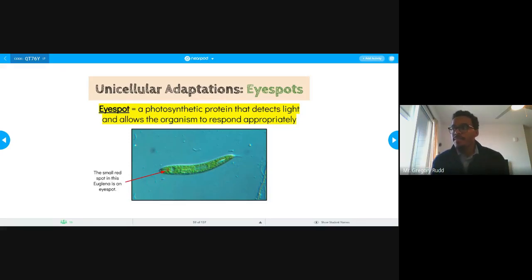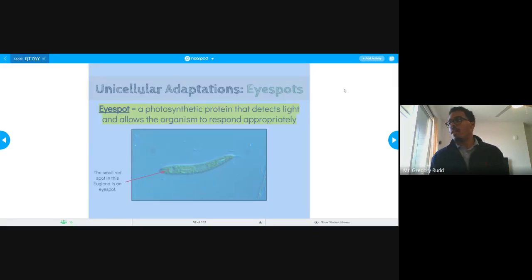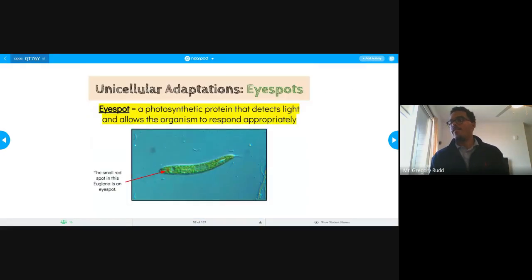An eye spot is a photosynthetic protein that detects light and allows the organism to respond appropriately. So we can see this euglena has an eye spot. It's a very, very small region. It has a red coloring. It's just a protein that allows the organism to respond appropriately.